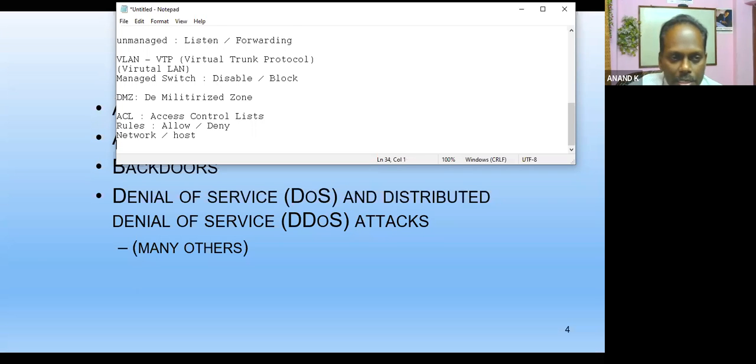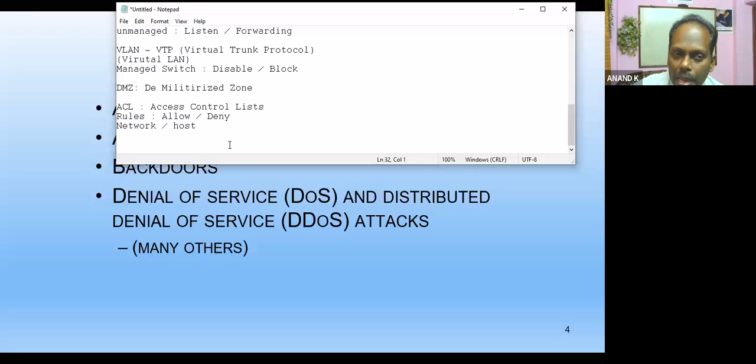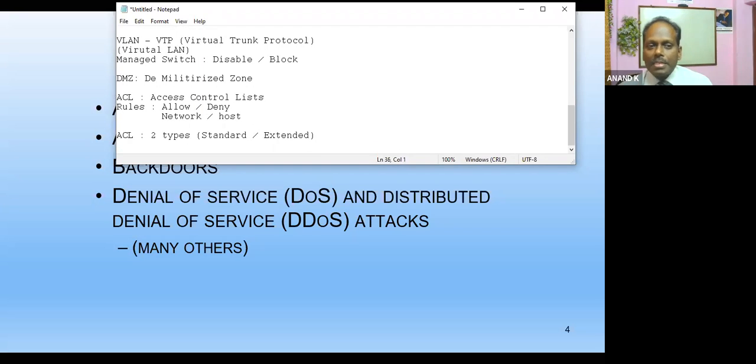Okay. So now the lists also can be, like I told you, the rules mean allow or deny. Allow or deny what? For network and host. You can allow a network or you can deny a network. And again, the ACL rules are of two types: one is standard rule set and the other is extended rule set. What is standard rule set? In standard rule set, you can allow or deny a particular host or network. That's all, nothing more. Whenever you are writing standard rules, you can allow or deny a particular host or a network to communicate with you.